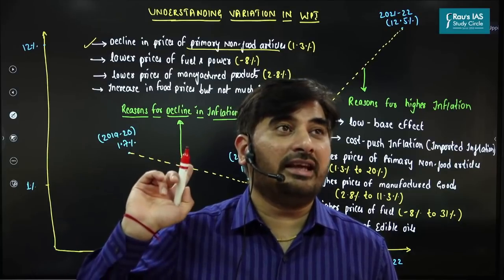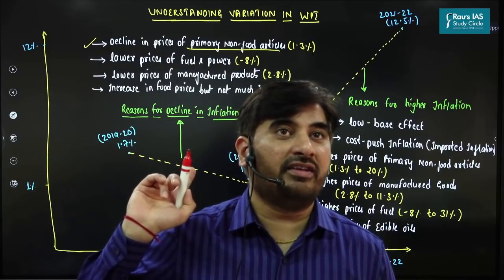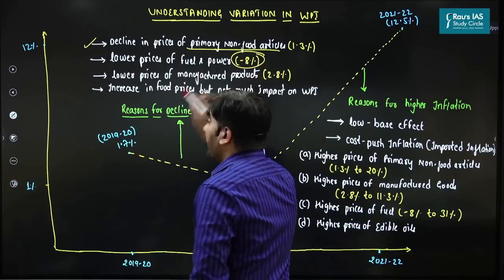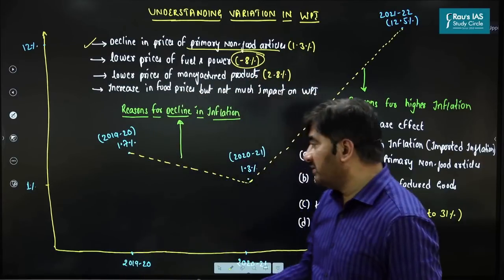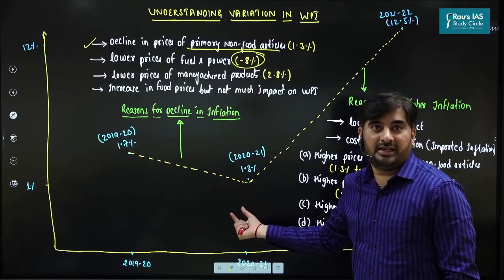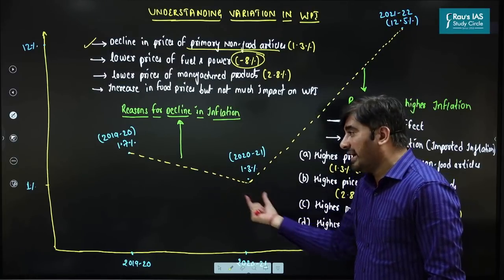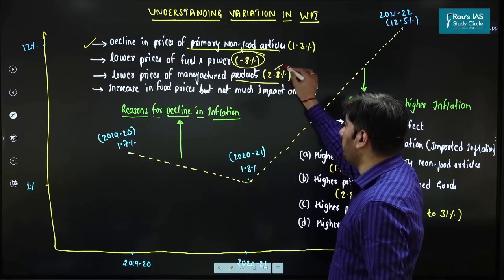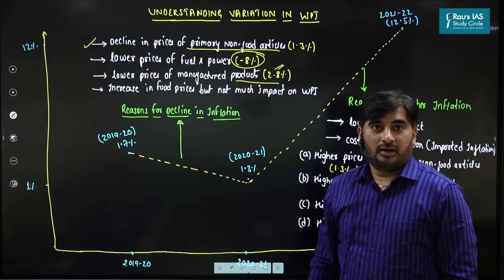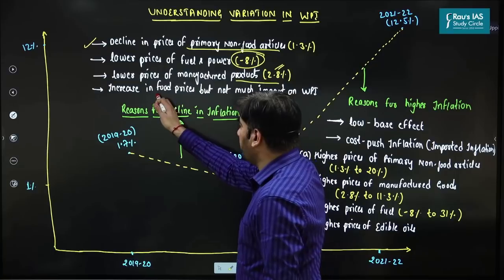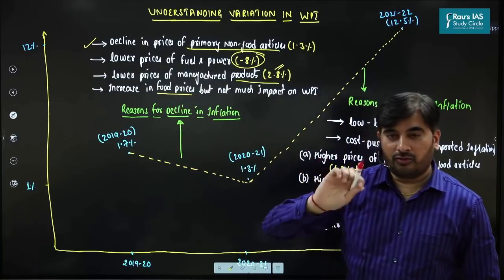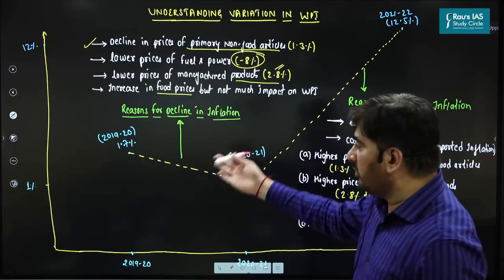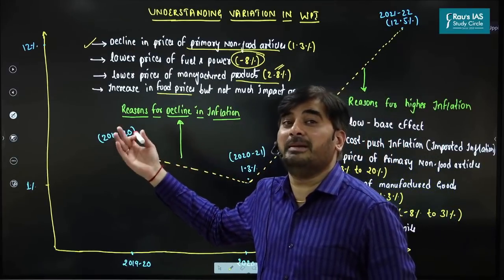And look at the inflation in fuel and power. How much was the inflation in fuel and power? Negative rate of inflation of -8%. Why? Because there was low demand for petrol, diesel, petroleum products. So this had got reduced. Prices of manufactured products, inflation was 2.8%. So here, even though food prices had increased, and that is why CPI had increased, in this case, even though food prices increased, it did not have much impact.